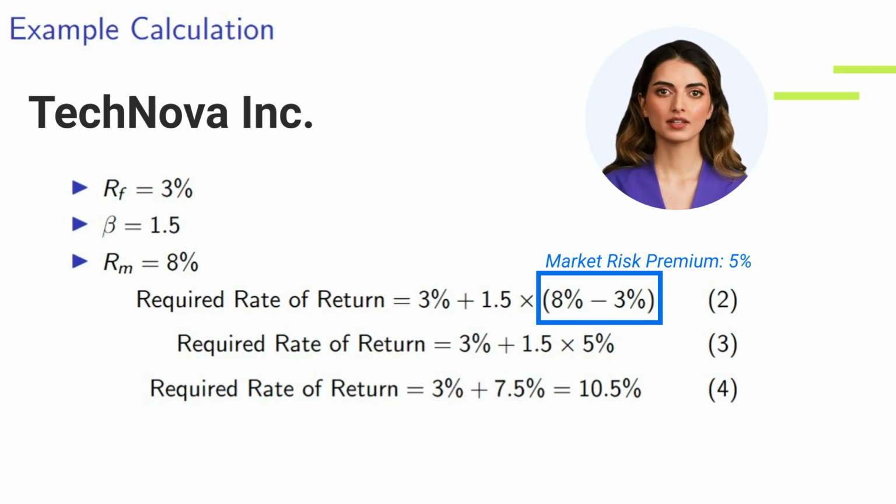So for Teknova Inc., we'd expect a required rate of return of 10.5%. This means that if the investment in Teknova doesn't offer at least a 10.5% return, it might not be worth the risk. See? Not so bad, right? You're already equipped to tackle any basic CAPM calculation you come across.